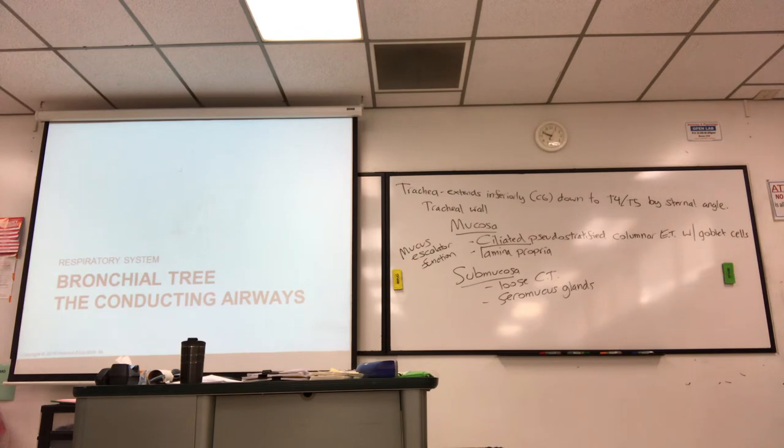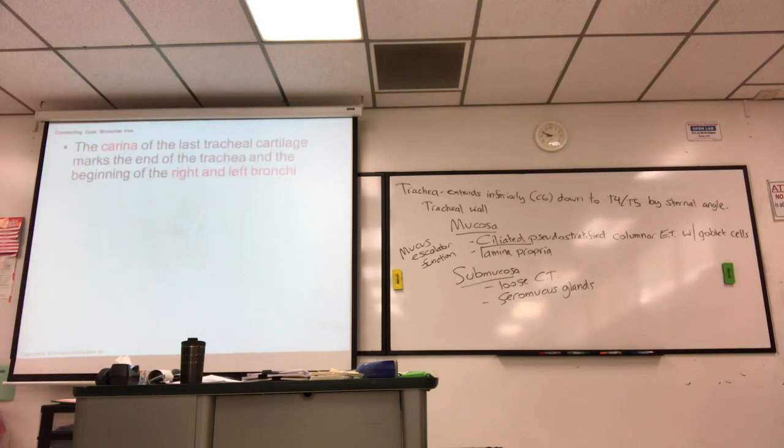So when you get to the trachea, then you start doing all these divisions. We have to go through what's called the bronchial tree. So the trachea ends at the last tracheal cartilage. That last cartilage ring is called the carina. And it marks the beginning of the right and left bronchi. So let me show you this picture there.